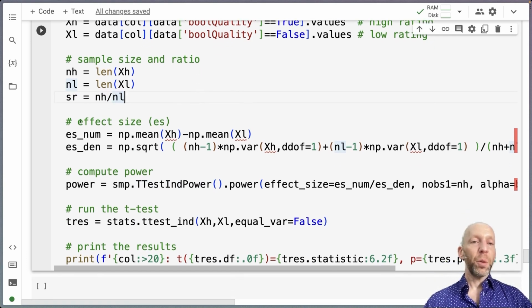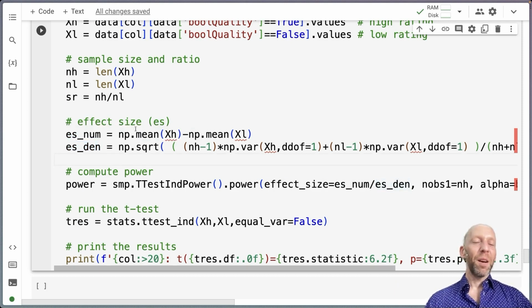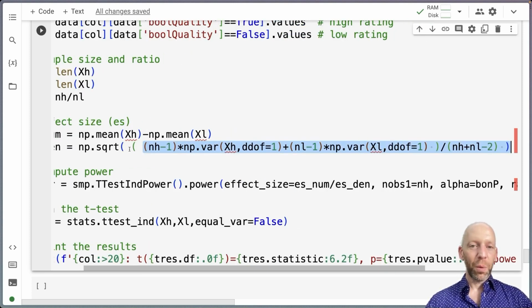Okay, so we need to compute the effect size. Now, the effect size for a one sample t-test is very simple. It's just the difference of the means of the two paired tests, or the mean of the one sample minus the null hypothesis value in the numerator, and then the denominator is just the standard deviation. It's that simple. But as you know from the chapter on t-tests, computing the effect size of a two-sample independent samples t-test is not quite so straightforward. So there's a little bit more stuff that we need to go through.